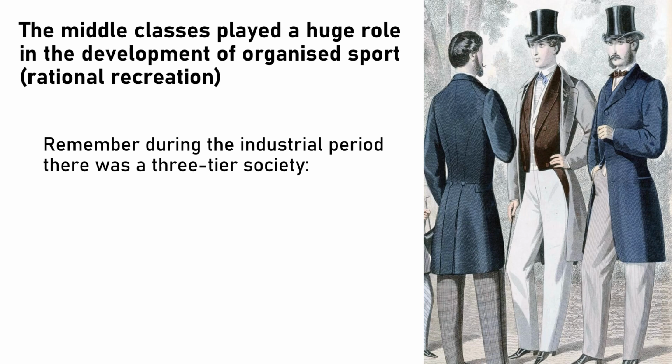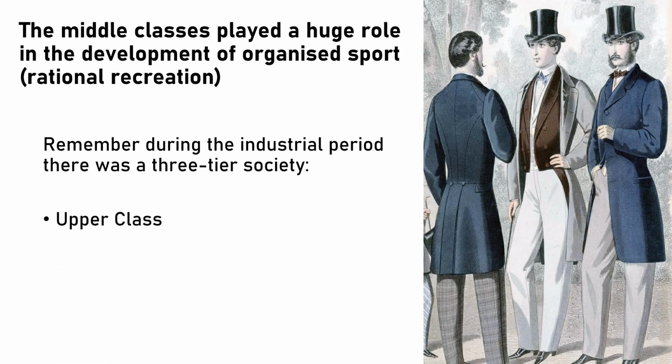Remember, during the industrial period, we had a three-tier society. What I'd like you to do in your exercise books or on your sheet is to write down what those three tiers were. So if you remember, in pre-industrial Britain, it was a two-tier society. Things changed when we saw industrialisation and the Industrial Revolution. What were those three tiers known as? You can pause the video if you like while you write those down.